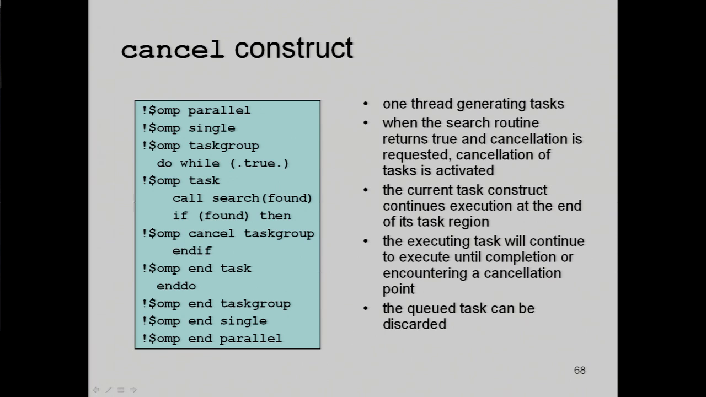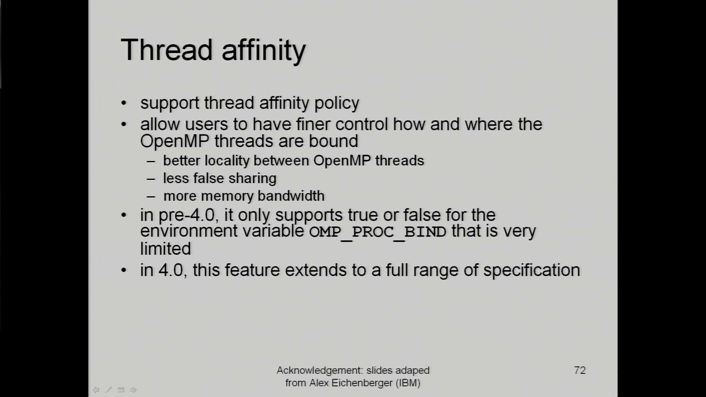So I do the search, and then they find a search and then do the cancel task group. The idea is that the task that encounters the cancel task group will jump to the end of the task, and then go on to the task group waiting for the other tasks. For a task that has already been generated but hasn't been executed, it will just stop, abort, and it won't run. For a task that is already running, it will execute until it's complete, and then jump, and everybody will wait at the end of the task group and then cancel. So that's the whole idea.